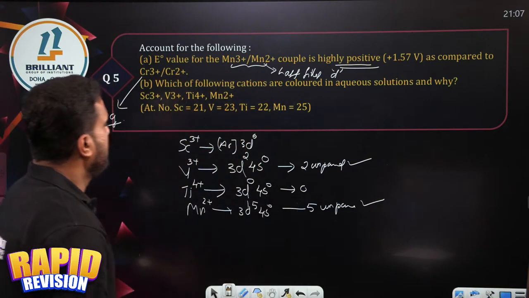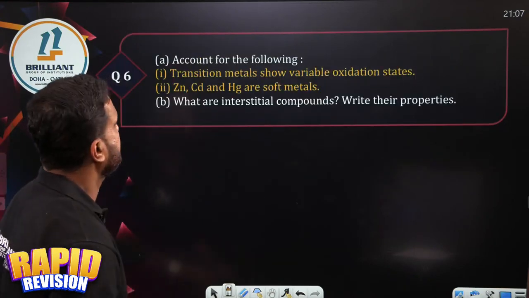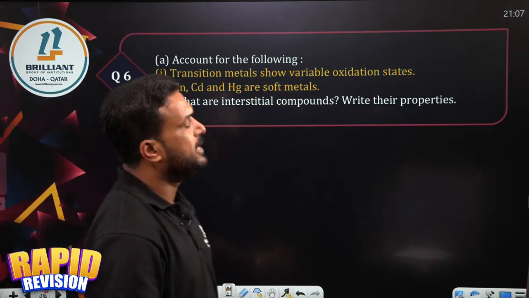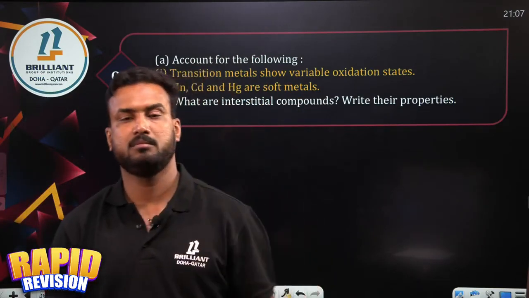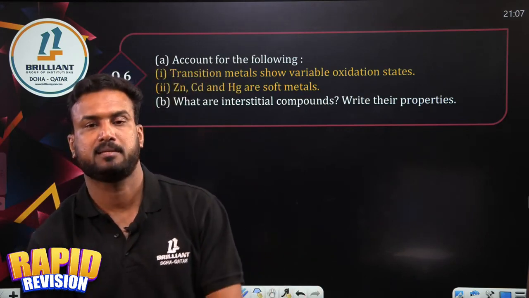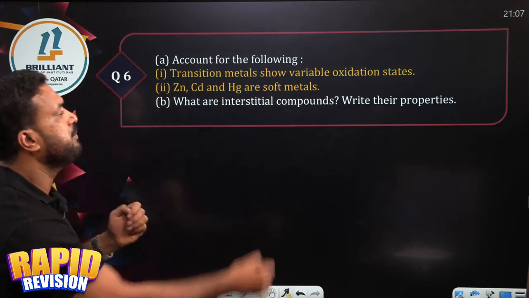Good. Fine. Over. Now we will go to question number 6. Transition metals show variable oxidation state. Another repeated one. Reasoning question. This type of so many reasoning questions you can expect. Why do transition metals show variable oxidation state?